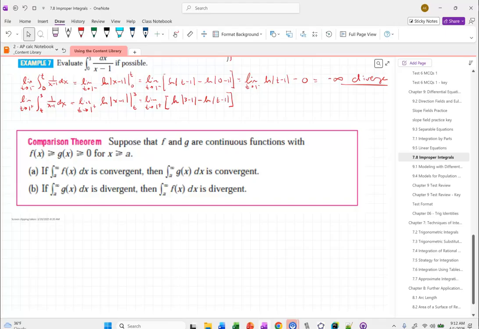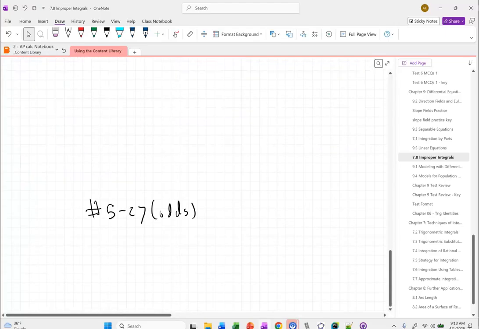So again, kind of like the squeeze theorem happening here, if I have something that's less than or equal to a convergent, then it's convergent. If I have something that's greater than or equal to a divergent, then it's divergent, right? That's the idea. Does everybody feel cool? So, a couple problems here to practice from 7-8.